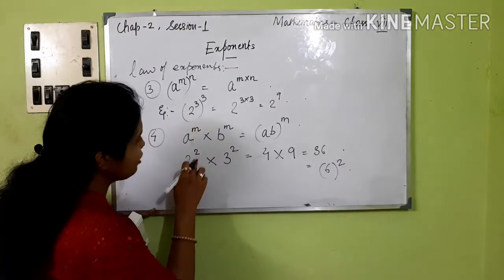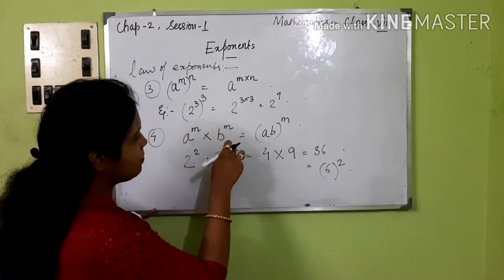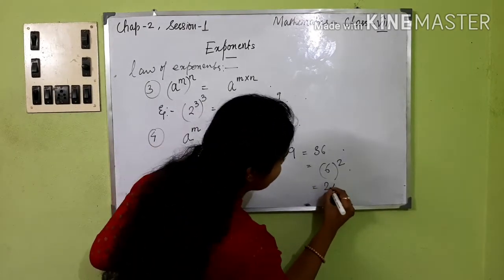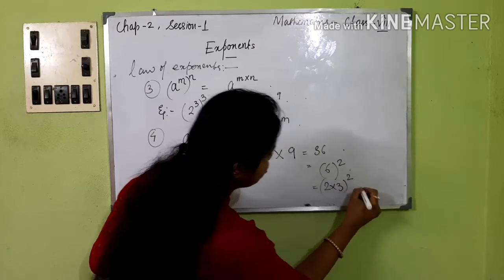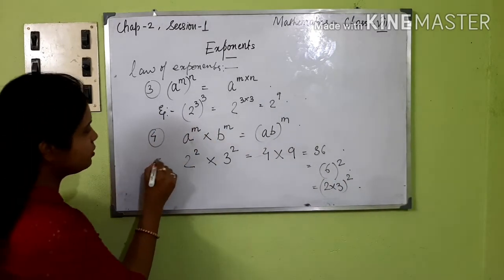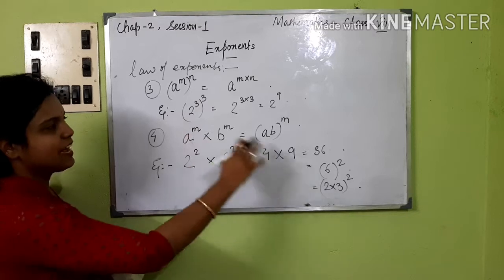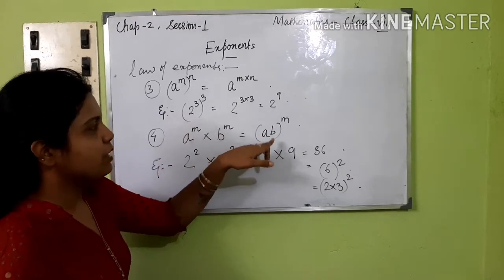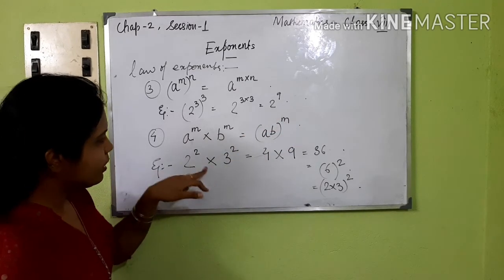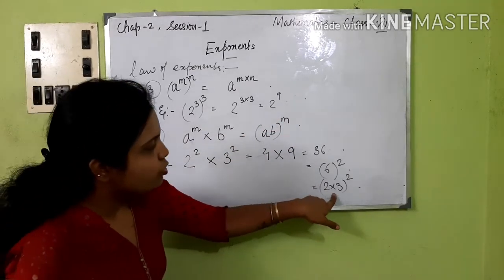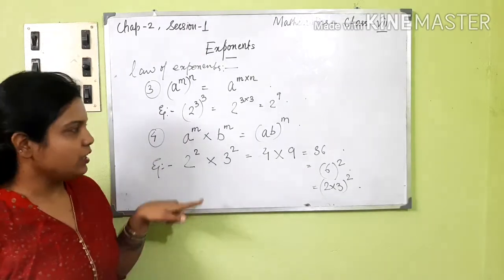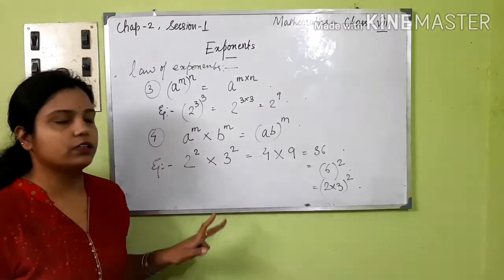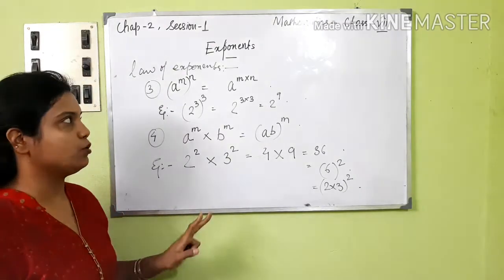Now if this is a to the power m and this is b to the power m, we are getting ab. This can also be written as 2 into 3 whole to the power 2, right? So here is an example which you can tally with this law. A to the power m into b to the power m is equal to ab to the power m. So 2 square into 3 square is giving you 2 into 3 whole square. This is a particular example of this. I hope it is very clear. You can easily go through this.